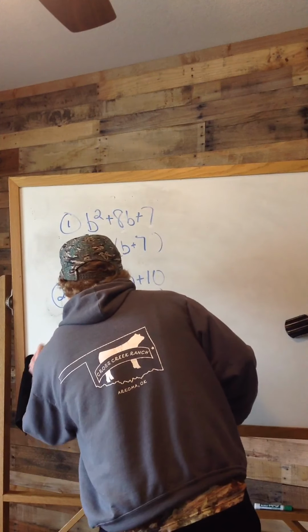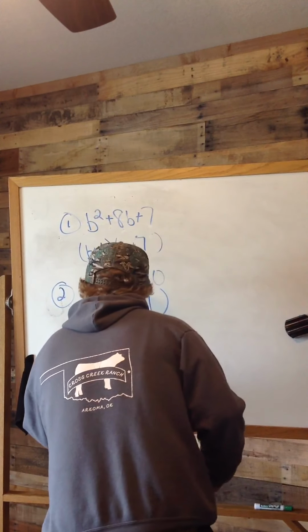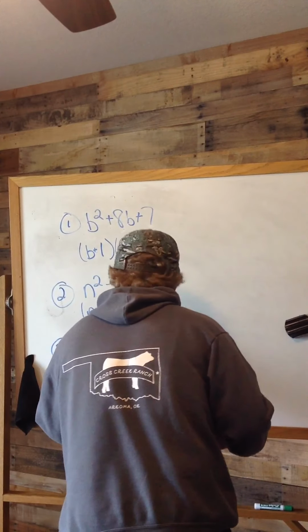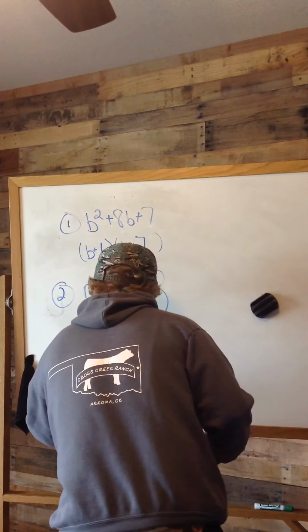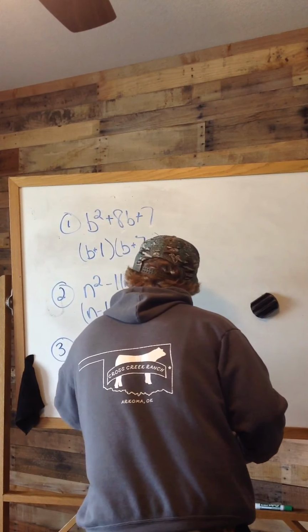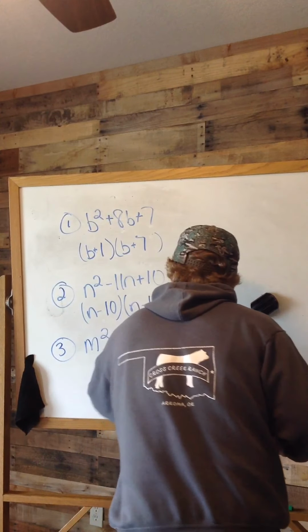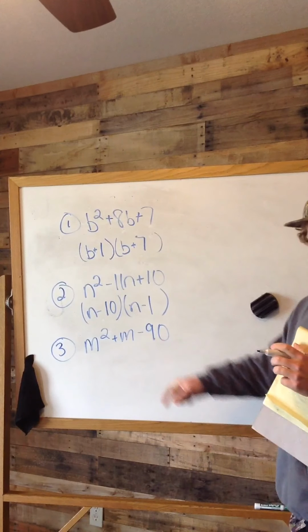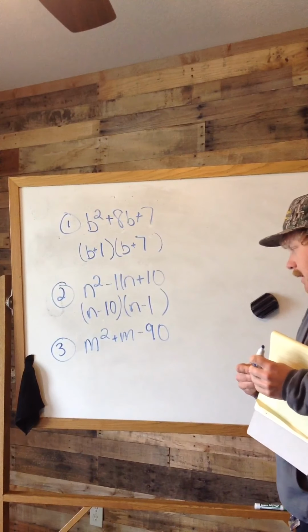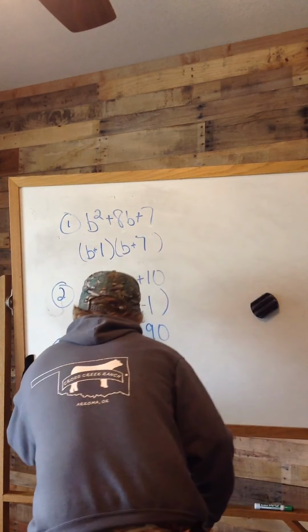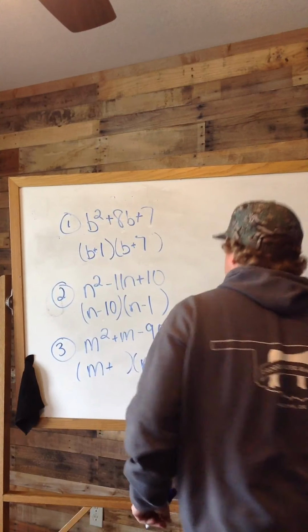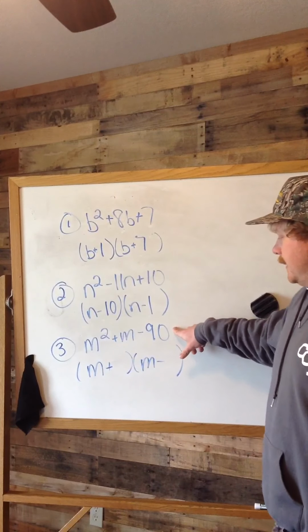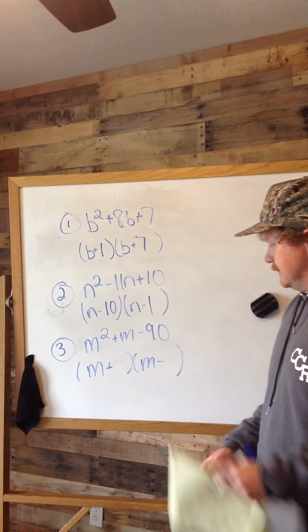We'll go ahead and do number 3 down below it. We have m squared plus n minus 90. So remember, whenever my c value here is negative, that's when the signs are going to be opposites. So we're going to have 1 positive, 1 negative. Looking for two numbers that multiply to give me negative 90, add up to give me 1.